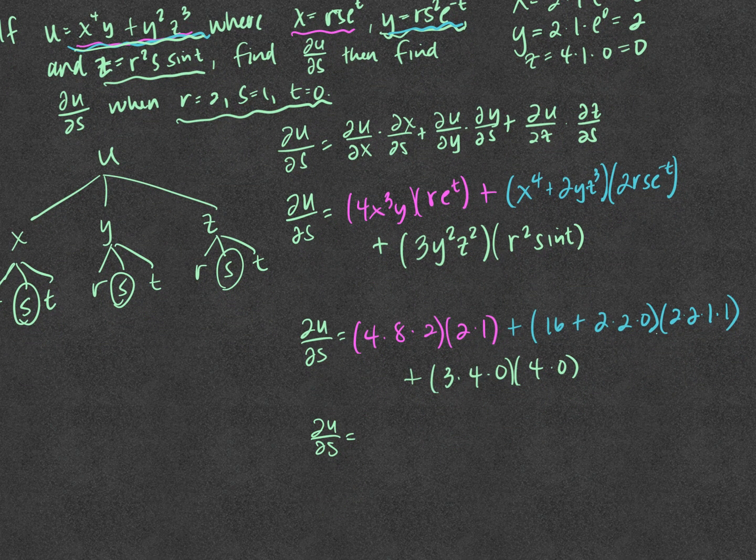So we get our partial of u with respect to s is equal to 32 times 2 is 64, times 2 is 128, plus 16 times 0, 16 plus 0 is 16, and we have 2 times 2 times 1 times 1. So we have 16 times 4 is 64. So this gives me 192.